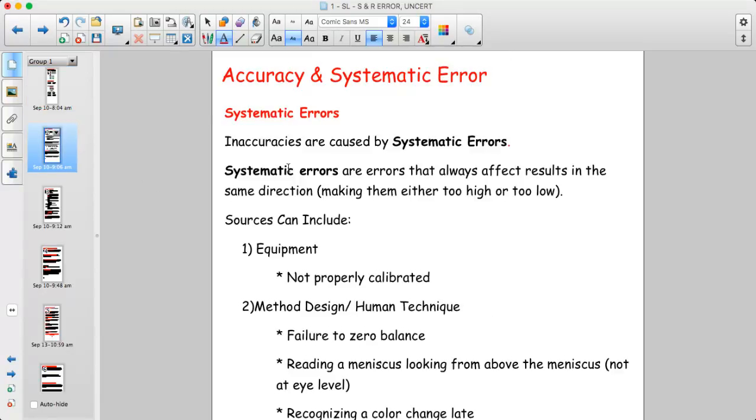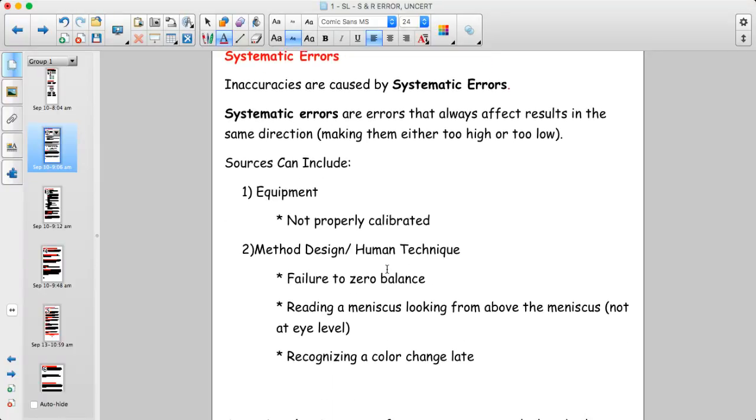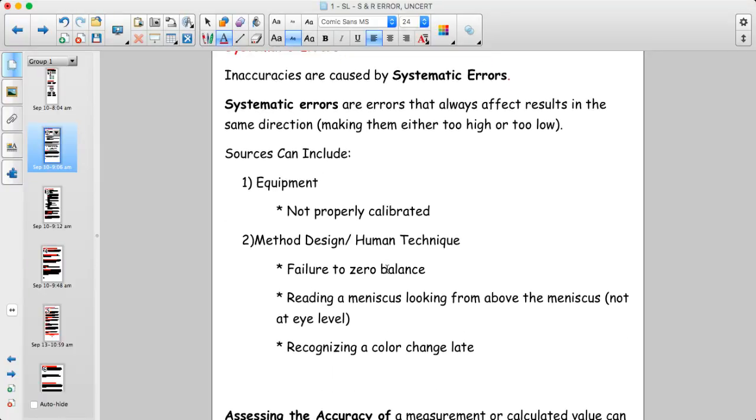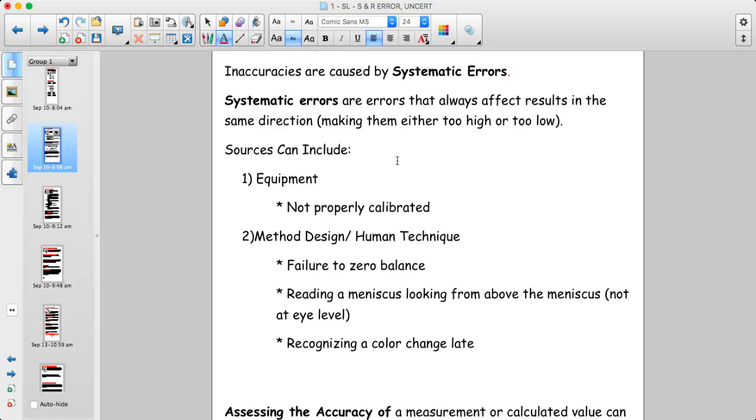Okay, systematic errors. Systematic errors are errors that cause inaccuracy, that affect our accuracy, okay? And systematic errors always affect results in the same direction. That's sort of your IB definition of what a systematic error is. If you have a systematic error in your lab, it's always going to make your readings or your values too high, or it's always going to make your values too low. It doesn't vary back and forth.